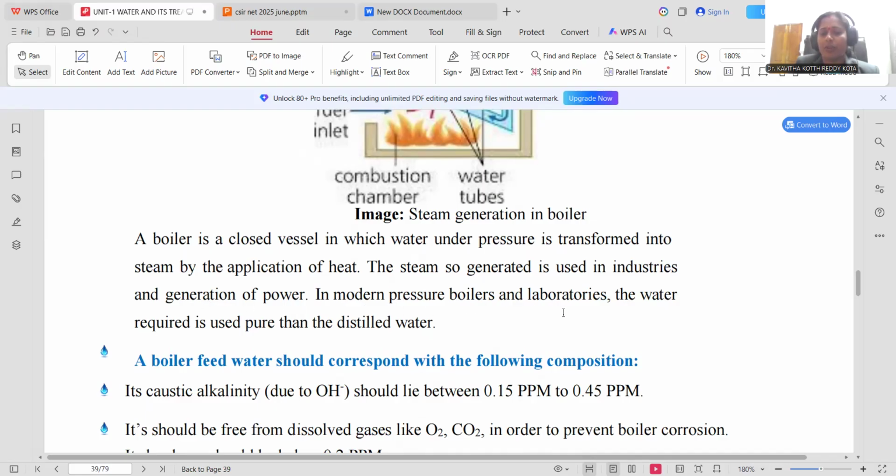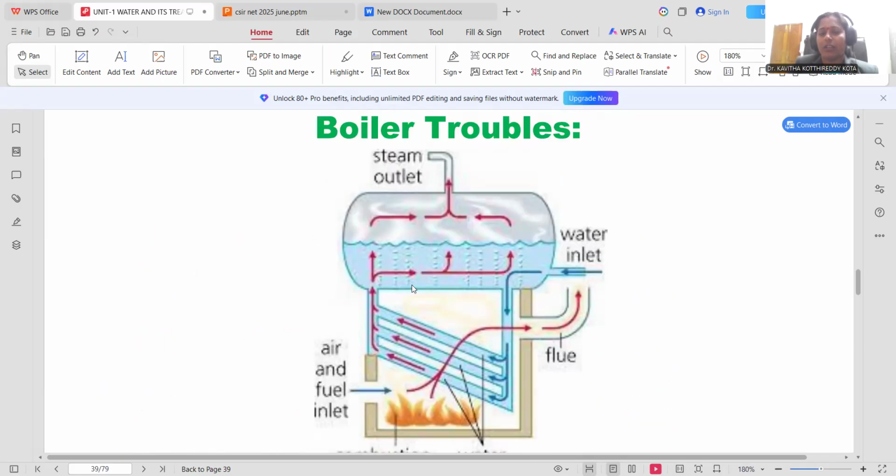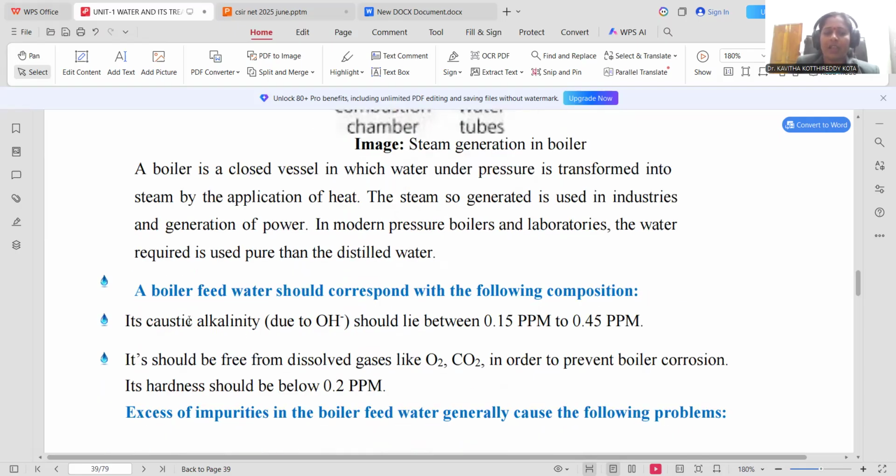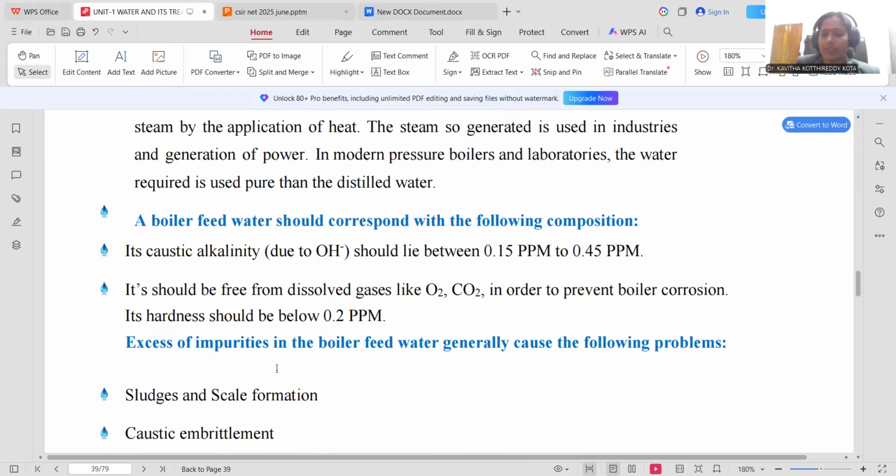In modern pressure boilers and laboratories, the water required is purer than distilled water. In order to boil the water in this boiler to generate the steam, it must be free from all kinds of contaminants, and distilled water might be taken in order to avoid any problems during steam generation. Boiler feed water should correspond with the following composition. So here are the optimum conditions for smooth manufacturing of steam by this boiler boiling process.